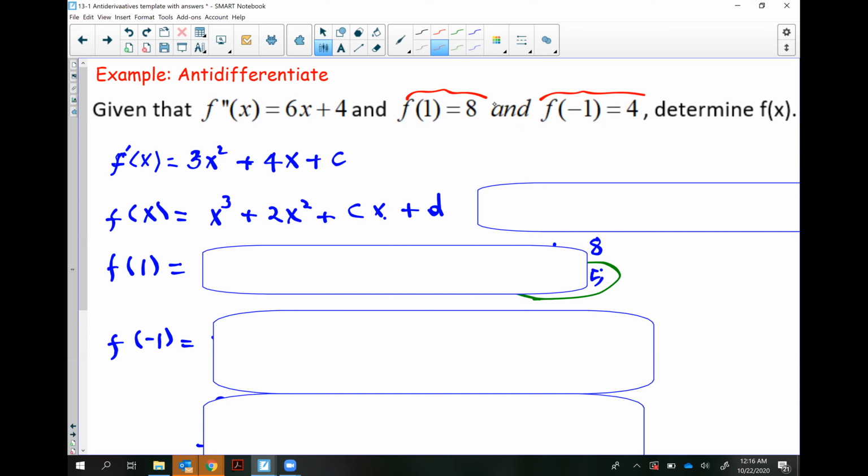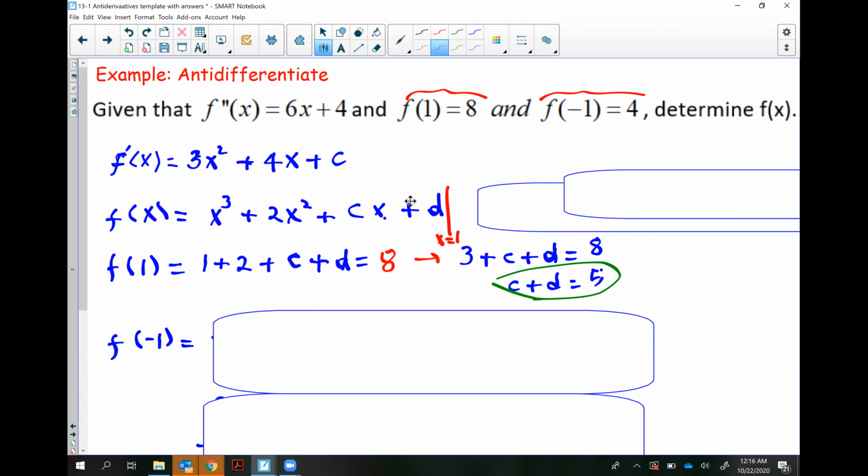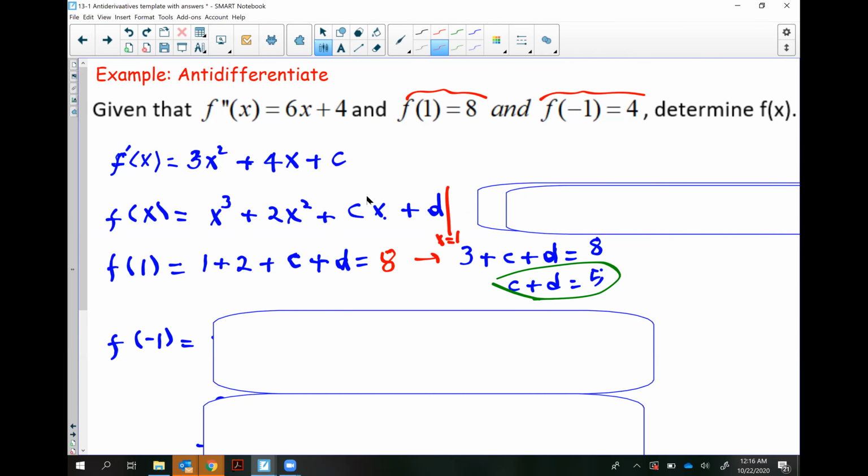So if f of 1 is equal to 8, in this equation, go ahead and plug in 1 for x and set the whole thing equal to 8. That's what I did in the line below. Plug in 1 everywhere I see an x, and then set the entire thing equal to 8. So you have 1 plus 2 plus c, because c times 1 is c, plus d, which was already there, and the whole thing equal to 8. Now 3 subtracted from 8 gives you a 5 on the right-hand side, and c plus d on the left-hand side.